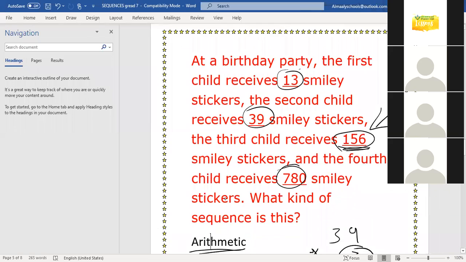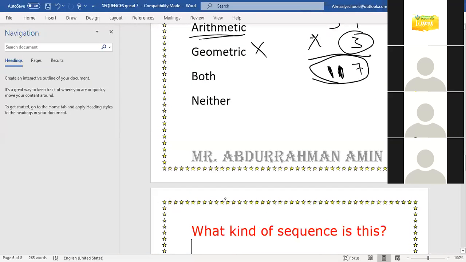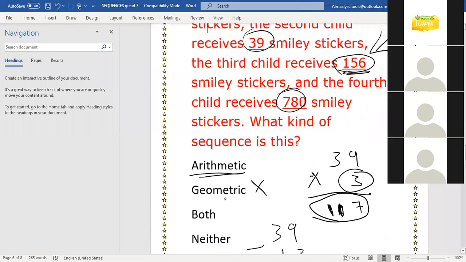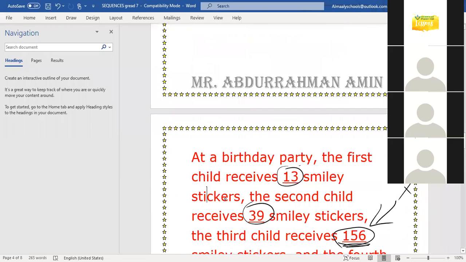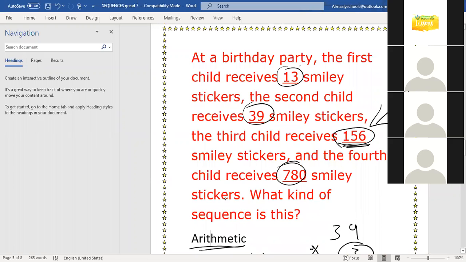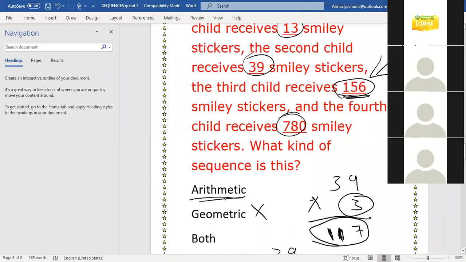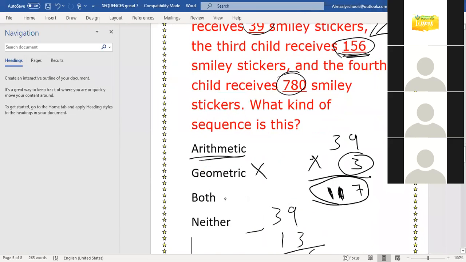39 minus 13 equals what? 26. Yes, good. Can you subtract also 156 minus 39? Is it also 26? No, 117. So the answer is, neither. Neither. Very good.